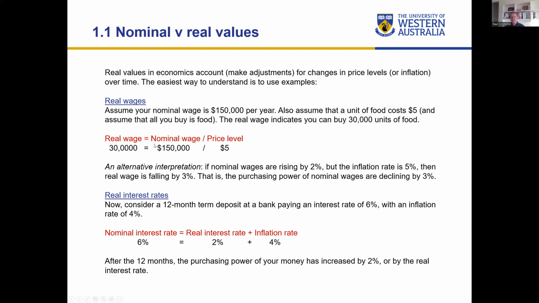The real wage is simply calculated as the nominal wage divided by the price level. So the real wage, I've actually got too many zeros there, haven't I? But that doesn't matter. So that should be 30,000. I've just noticed that. So 150,000 divided by 5 is 30,000 units. So the real wage is actually the number of units of output your money wage can buy you. And if you're living in an economy where you're getting paid $150,000 a year and the price of food is $5 and all you buy is food, you can buy 30,000 units.